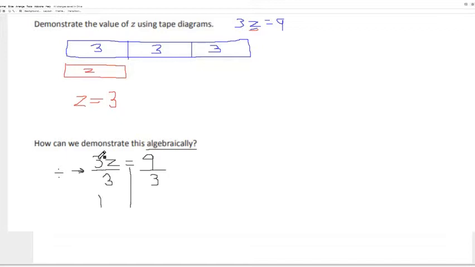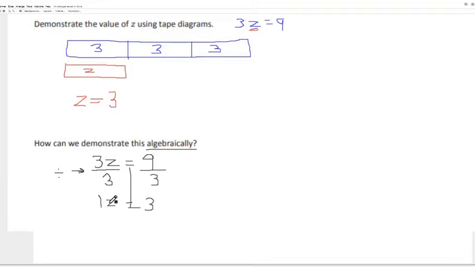So these will cancel away. 3 divided by 3 is 1, so we're left with 1z. And that's what we want. We only want one group, so as you can see, there's only 1z here. And of course, then we can do the division over here. 9 divided by 3 is 3.